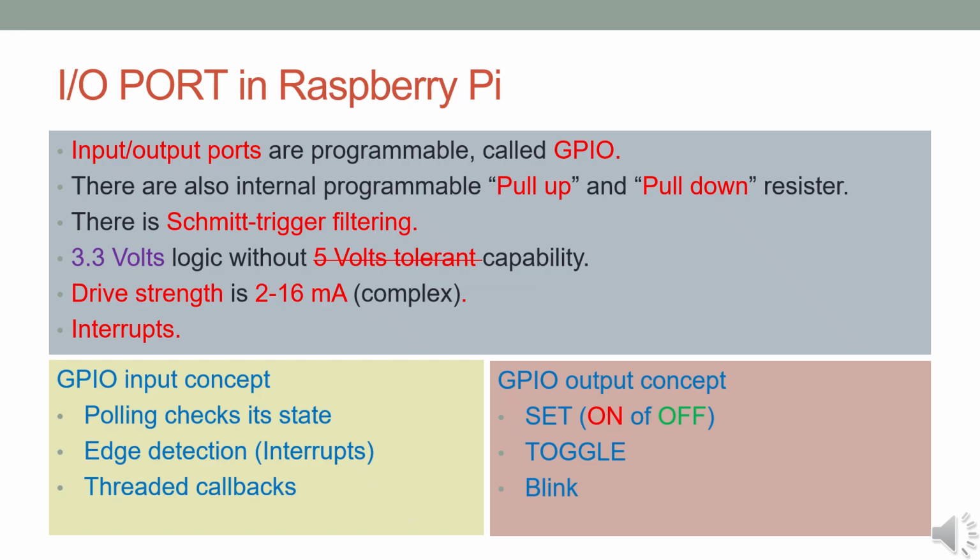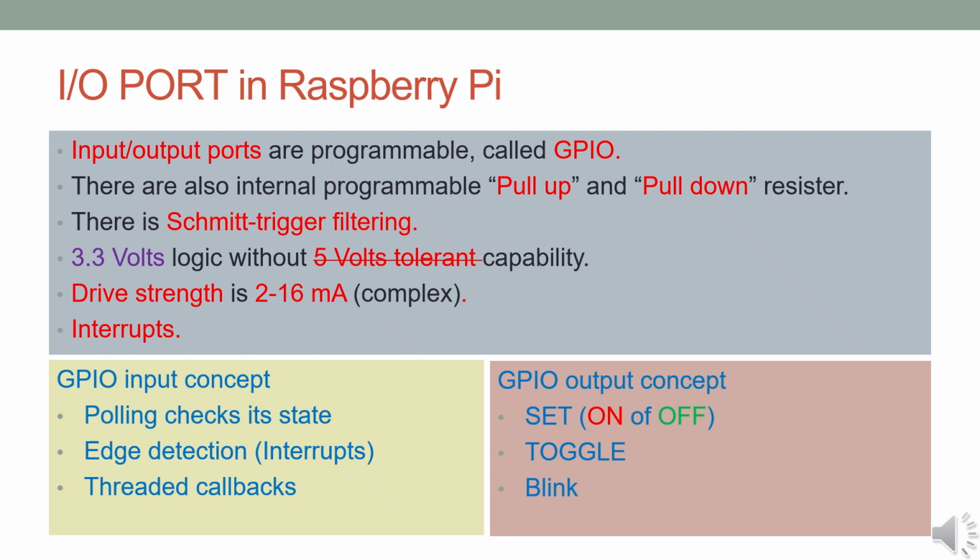GPIO as output: set, toggle, blink. When configured as output, the GPIO pin can be set high, on, outputting 3.3 volts, or set low, off, outputting 0 volts. You can control these states directly or use helper methods such as toggle, which automatically flips the pin state. If it's currently high, it becomes low. If low, it becomes high.